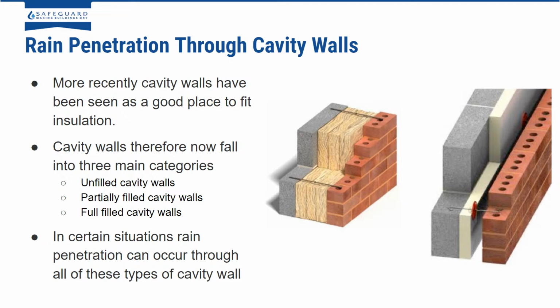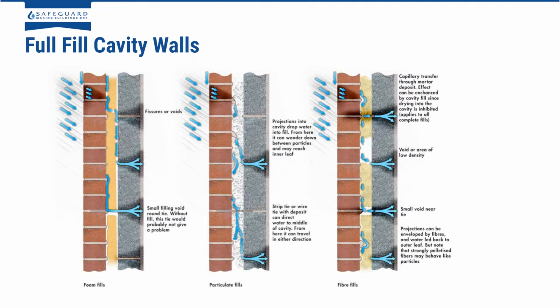So quite recently, in the last sort of 10 years, cavity walls have been seen as a good place to fit insulation, especially when the Green Deal came through in around 2010. Therefore cavity walls fell into three categories: unfilled cavities, partially filled cavities, and fully filled. And they all had their reasons for allowing rain penetration.